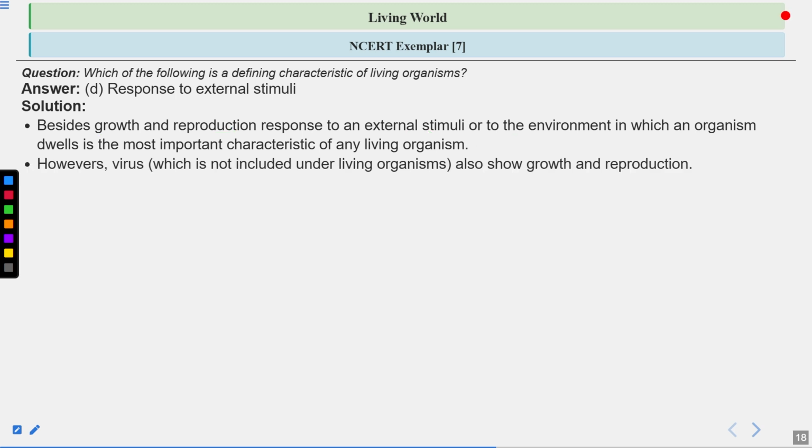Viruses, which are not included under living organisms, also show growth as well as reproduction when they are inside the host. Actually, viruses are the connecting link between the living and the non-living. That's why the correct answer is option number D here, and the rest of the options are false.